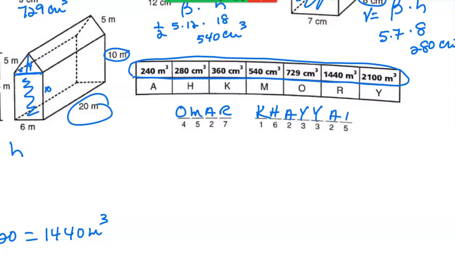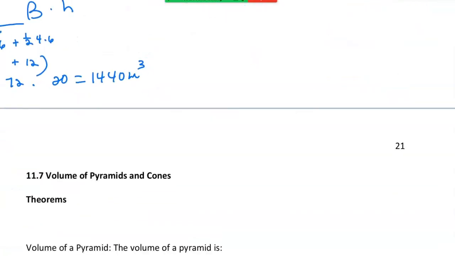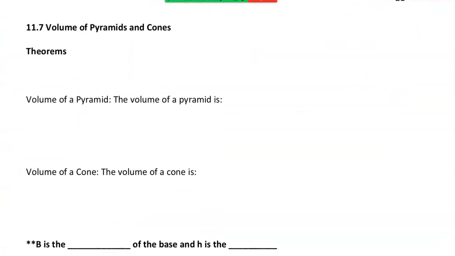So see if you can get those matching letters on your own. Okay, so that brings us to 11.7. I want to just finish with this, and then I'll let you do that homework.